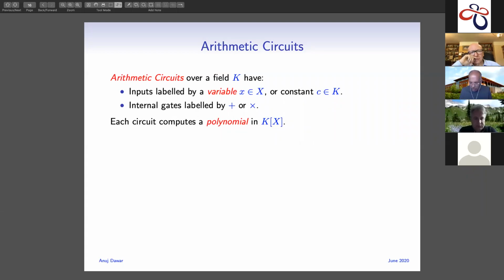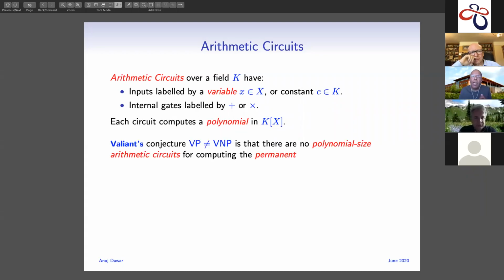In fact, we think of it really as a compact representation of such a polynomial, right? I mean, the fact that it's a circuit means you can reuse certain sub-expressions. So it's a compact representation of a polynomial. Now, in the context of arithmetic circuits, there's a sort of analog of the P versus NP question.